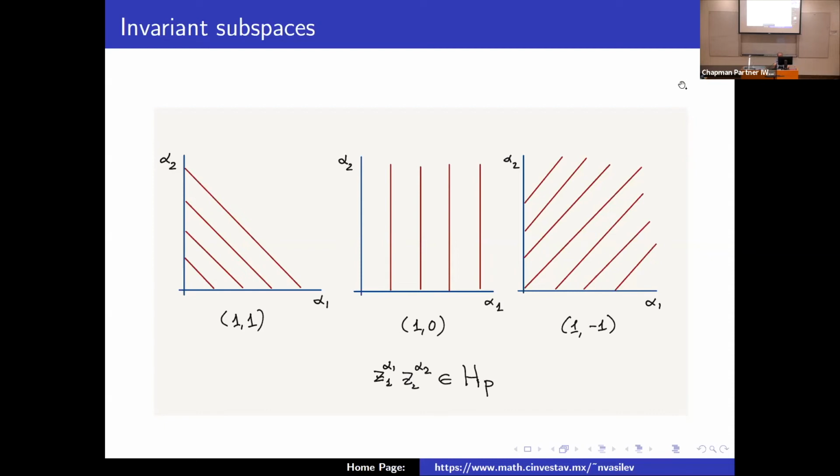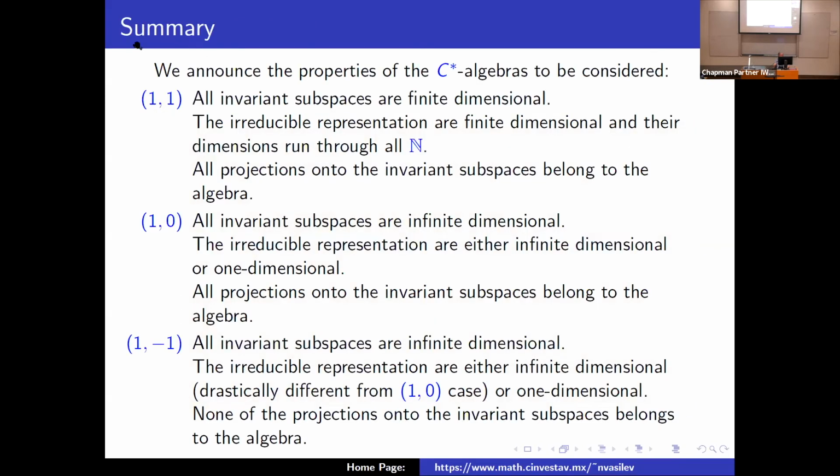It's not surprising that the corresponding algebras have completely different properties. And I will announce these properties, which we will consider later. In case (1, 1), all invariant subspaces are finite dimensional. All irreducible representations are finite dimensional, and their dimensions run through all integers. All the projections onto invariant subspaces belong to the algebra.